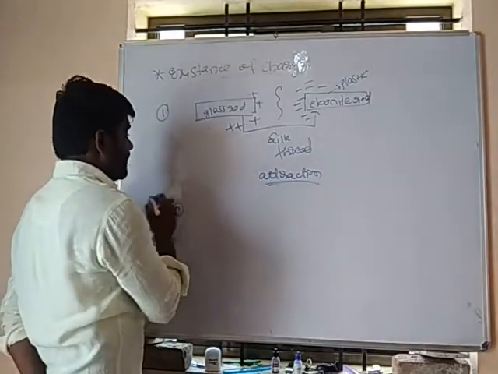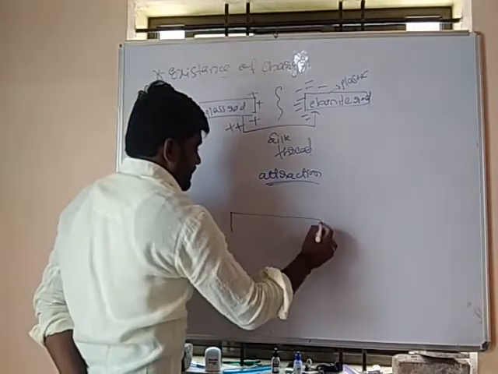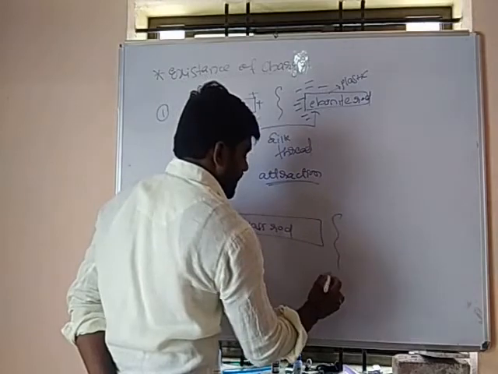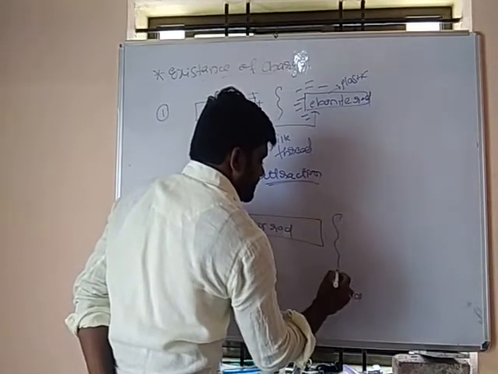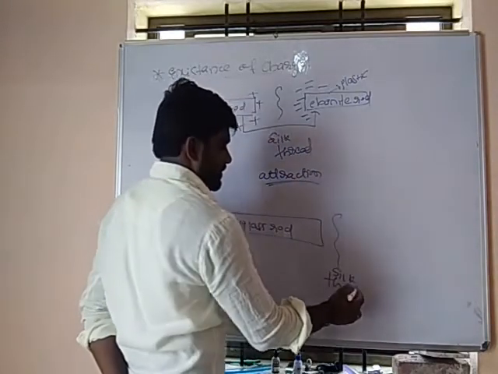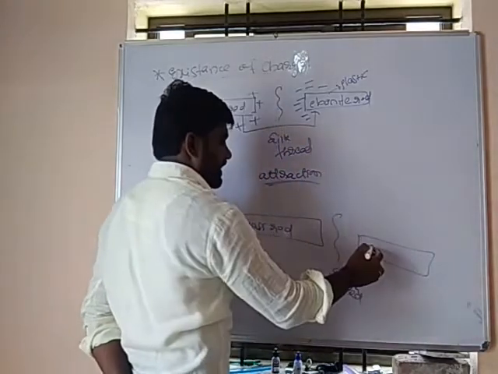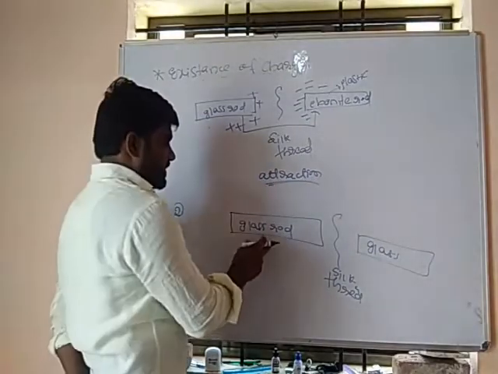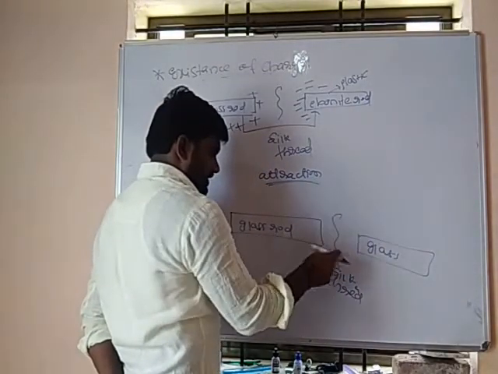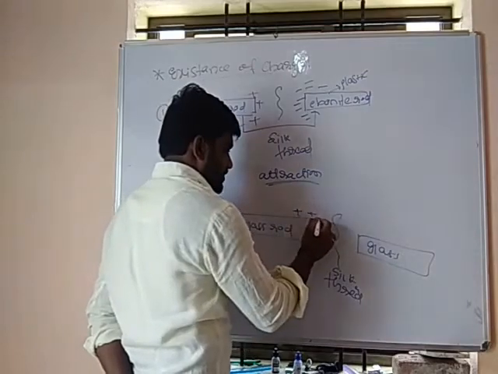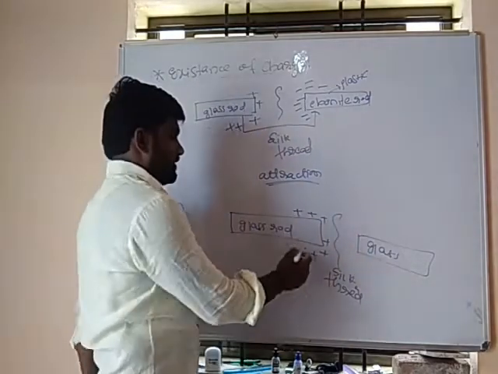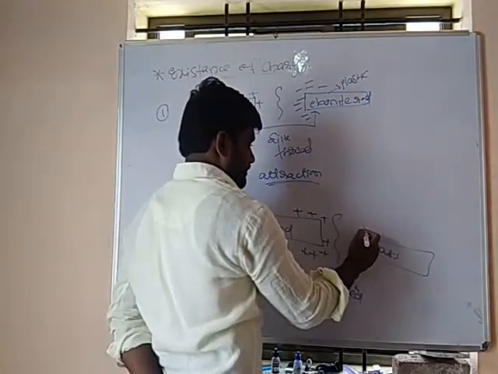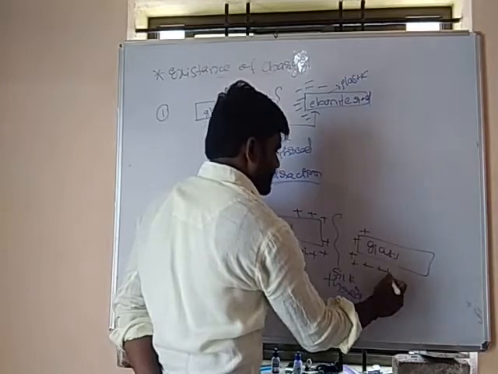Then the second one, I am taking a glass rod. Here I am keeping silk thread. Here I am taking again a glass rod. Okay? If there are two glass rods, just rub each with the silk thread. The glass rod is rubbed with the silk thread. It acquires positive charge. So here the glass rod has positive charge, and this one also gets positive charge.